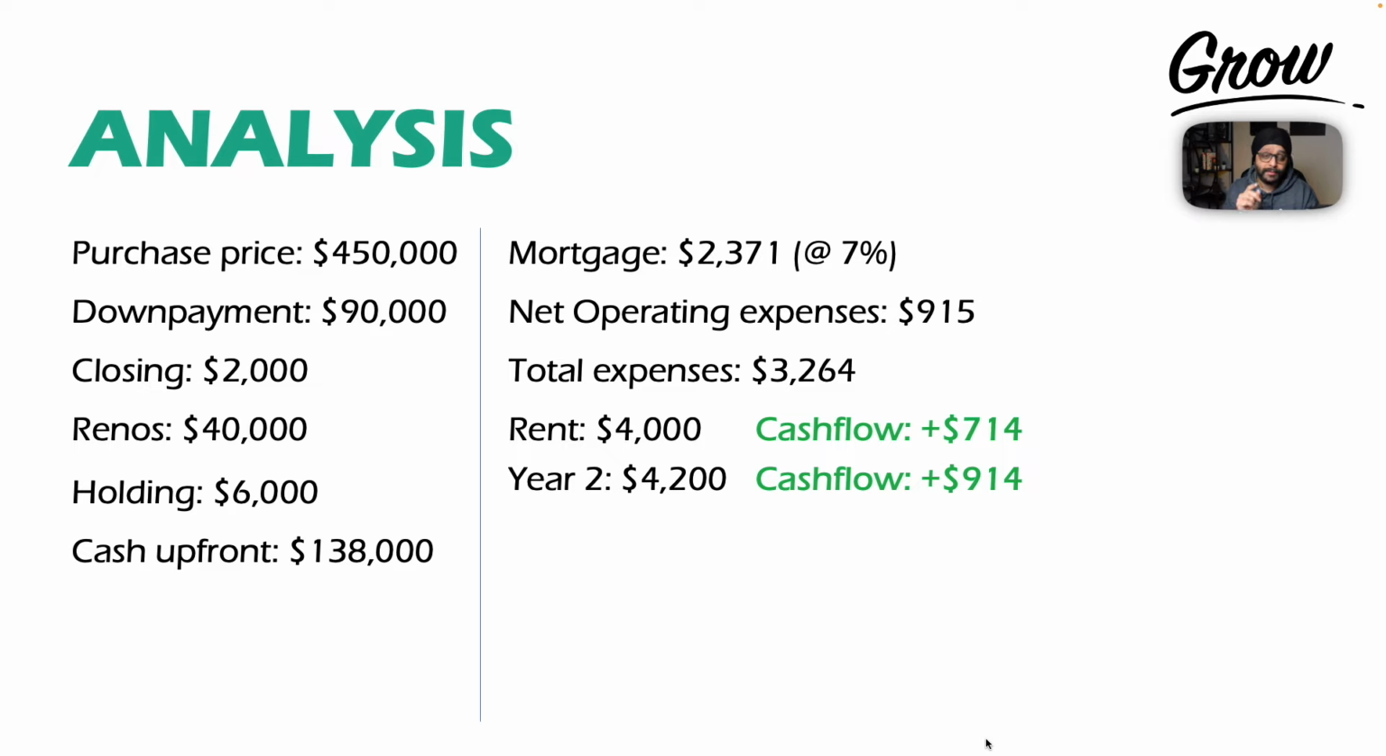In year 2, because there's no rent control, let's assume that you increase the rents by about 5%, which is not crazy. $4,200, the cash flow becomes $900, and in year 3, again increasing the rents by about 5%, which is again not crazy for Calgary, the cash flow will be over $1,000.